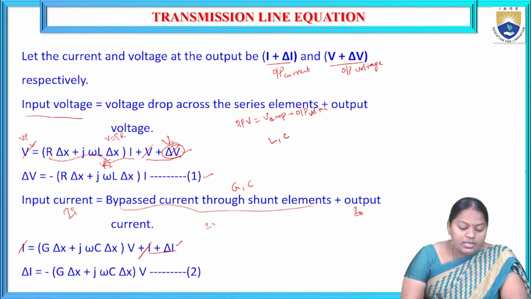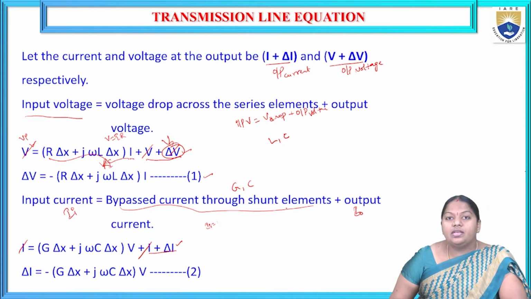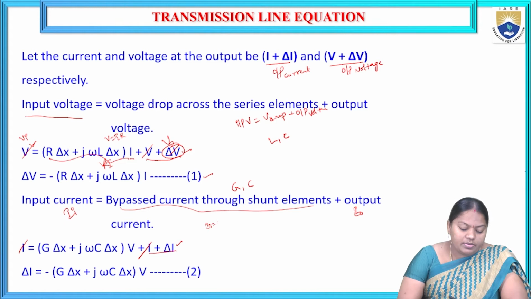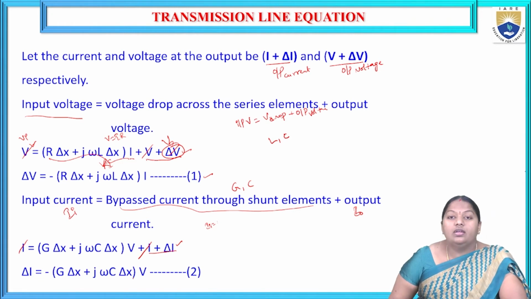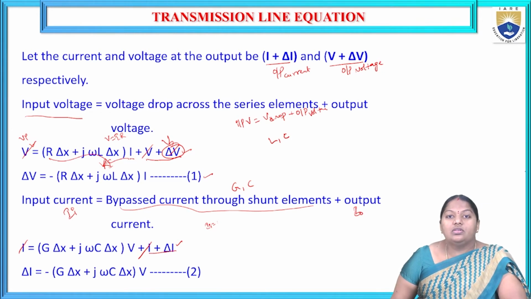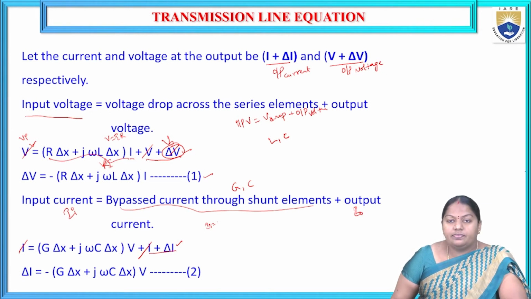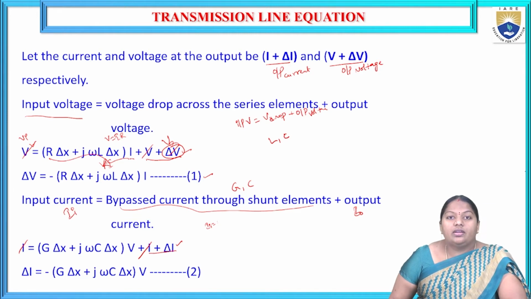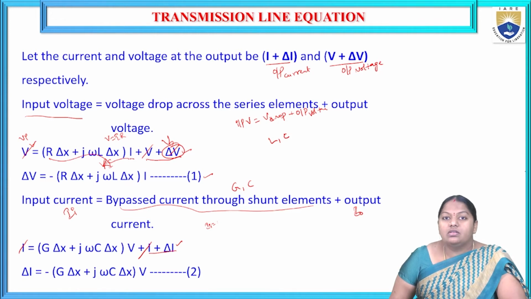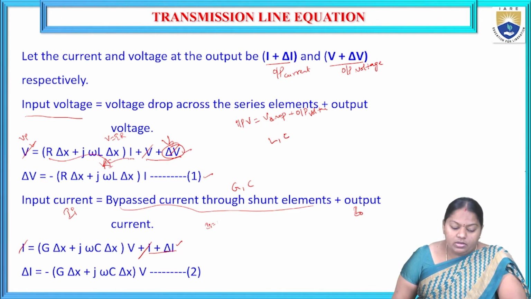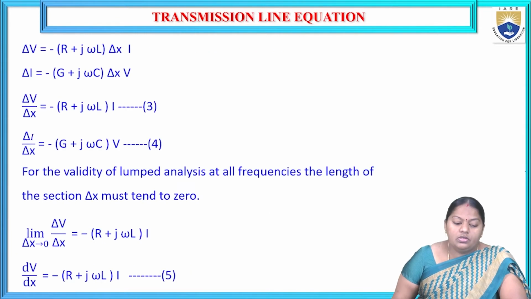Now depending upon that, I is equal to IA, the bypassed current through the shunt elements plus the output current. It is given by delta I is equal to minus G into delta X plus j omega C into delta X into V. See, here also one of the reactive elements which exists in the circuit is nothing but capacitance. So two reactive elements exist in the circuit: inductance L and capacitance C. Depending upon these two equations, number 1 and 2, now we are going to simplify.